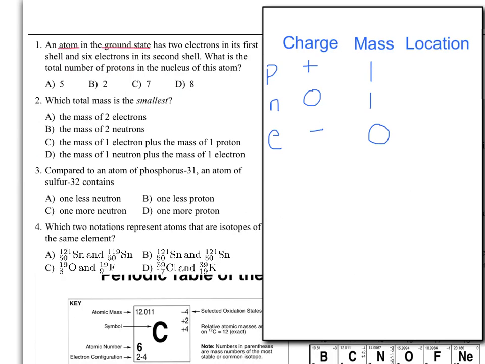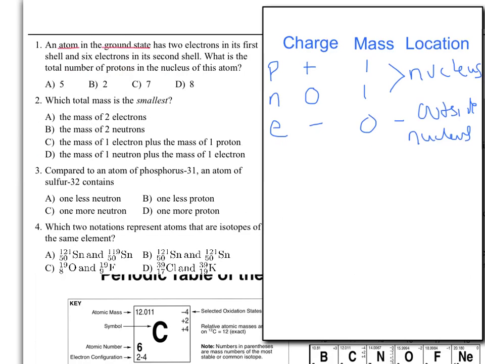Protons and neutrons are both located in the nucleus. That means most of the mass of an atom is concentrated in the nucleus. Electrons are typically located outside the nucleus in an electron cloud. So going back to the question, we're asked to find which has the heaviest mass.